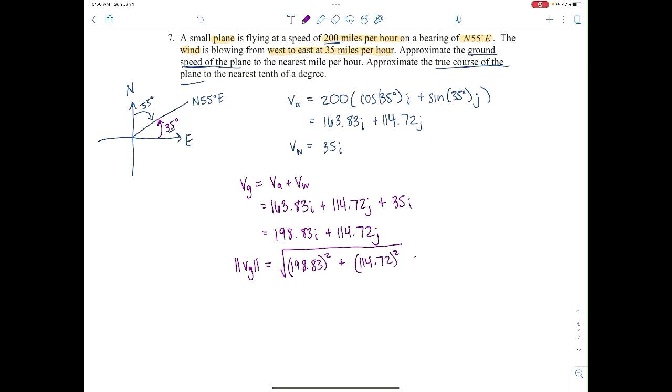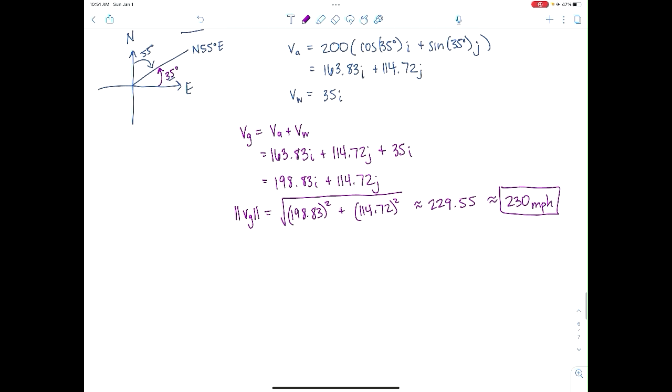This gives us about 229.55, but it wants it to the nearest mile per hour. So the nearest mile per hour is going to give us 230 miles per hour. So that's the approximate ground speed of the plane. Now let's find the approximate true course of the plane. So with the wind acting on the plane, is it actually moving at this 35-degree angle, or what is the wind affecting the angle?